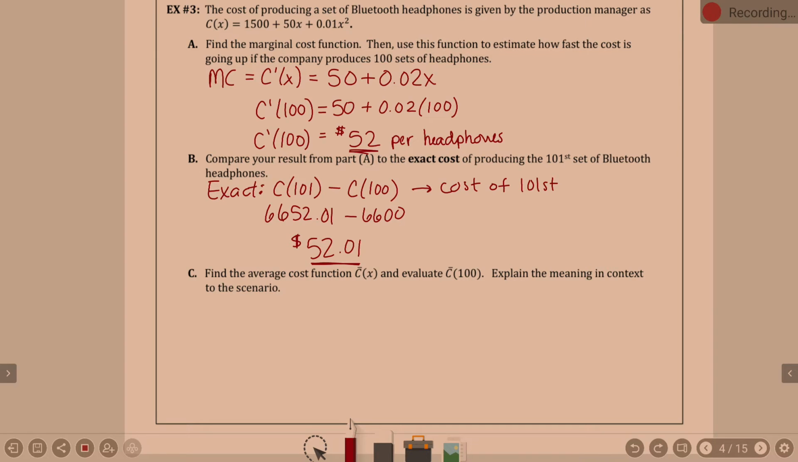Okay, C. Find the average cost function, C bar, and evaluate C bar of 100. Explain the meaning and context to the scenario. Okay, so flip back to yesterday if you need to. How do we find C bar? It is doing C of x divided by x.